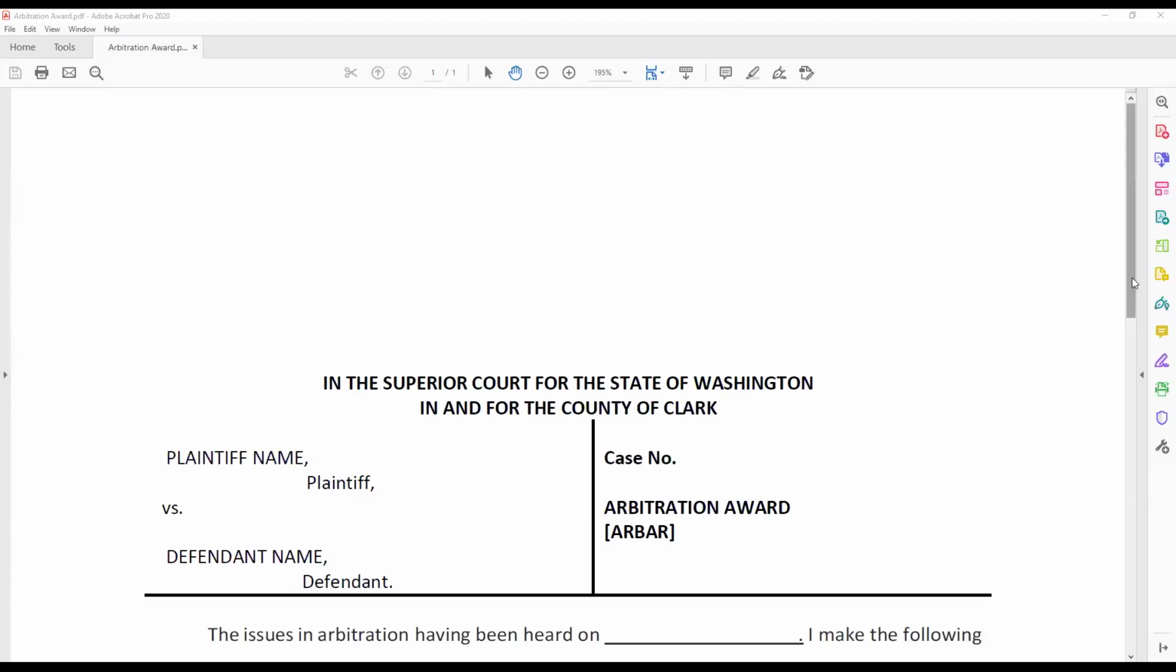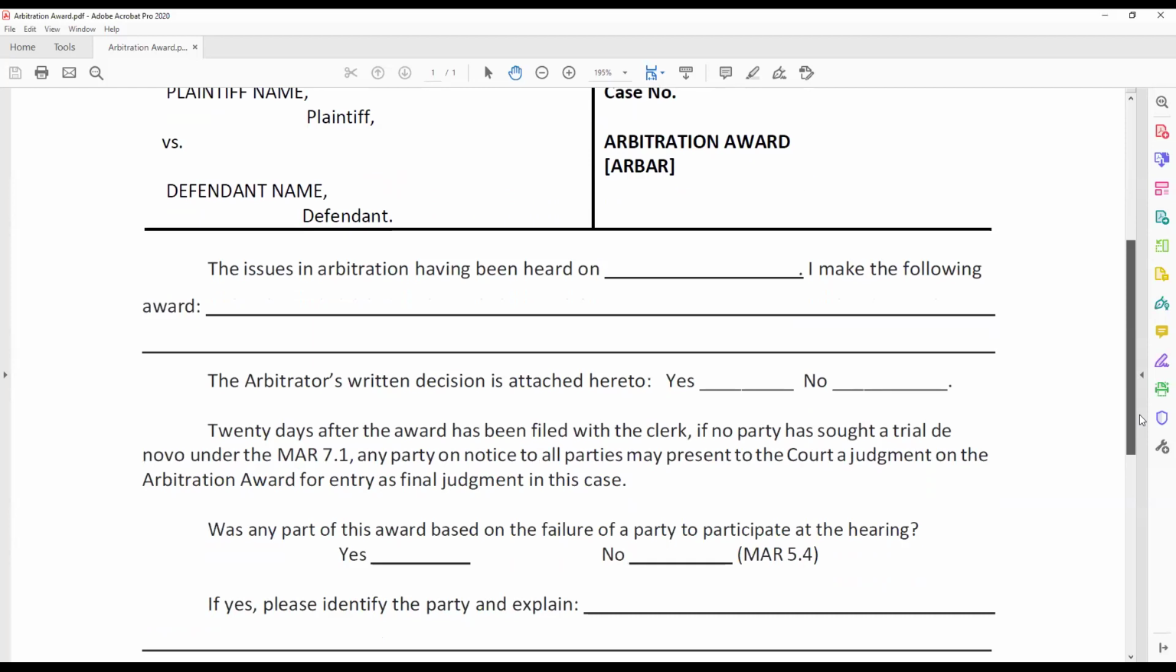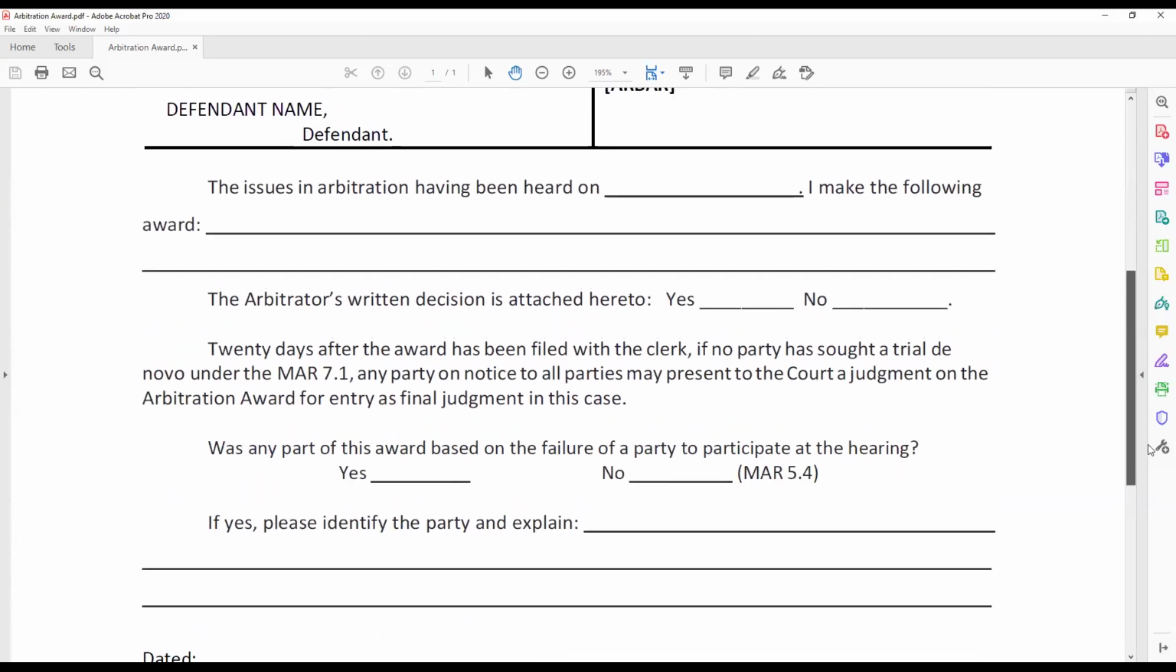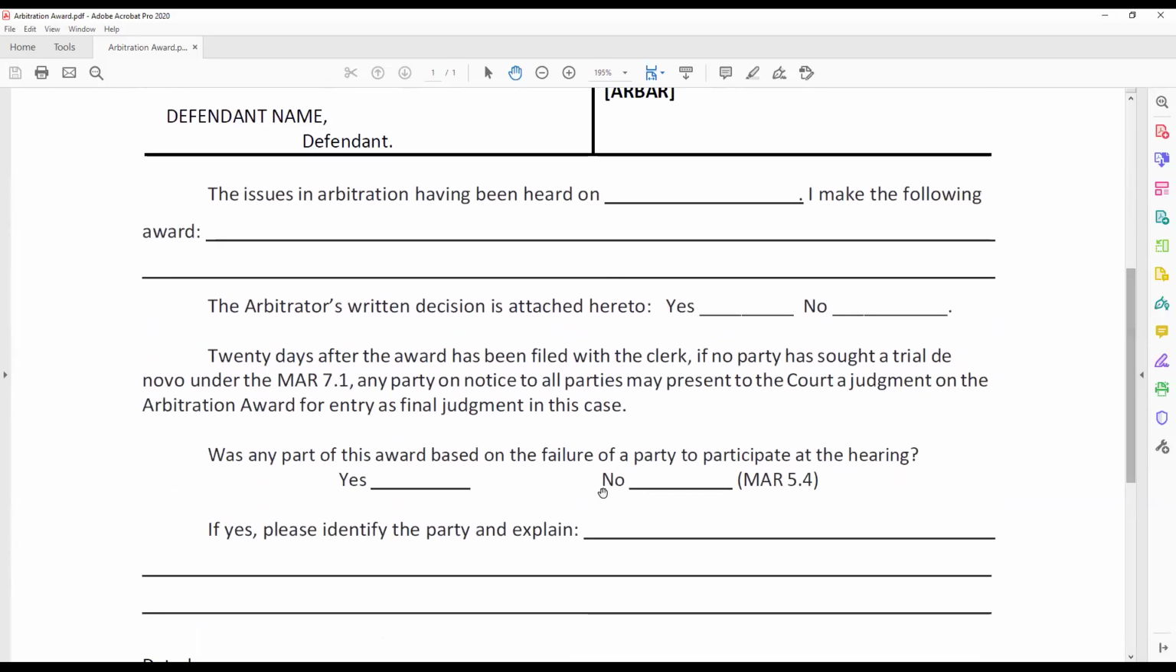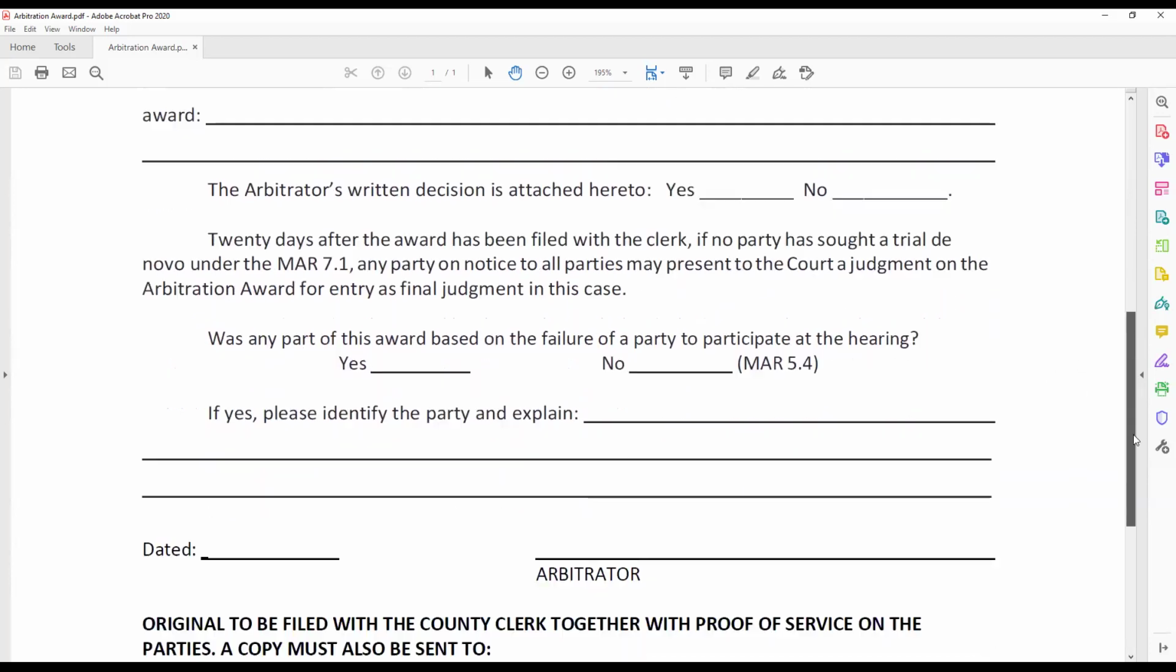The materials showed the mandatory arbitration form, which is basically I award a certain amount of money, and that's it. No explanation, no nothing. I always send a letter with an analysis. Why I ruled the way I did. This is so people will know, there it is on the screen. And as you can see, there's not much there.